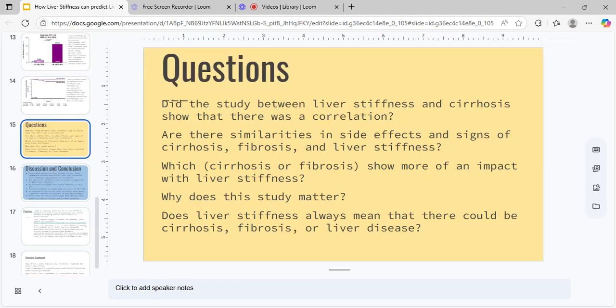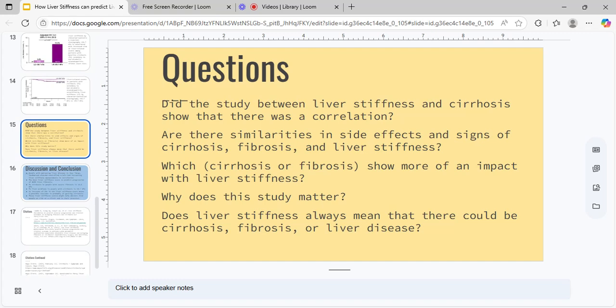All right, so questions that we want to talk about and we can probably answer now due to this study. Did the study between liver stiffness and cirrhosis show that there was a correlation? And the obvious, just outright answer is yes, because the percentages were so high. The studies that they showed with the effects of the indicators and the activators showed that liver stiffness, cirrhosis, and fibrosis all were correlated to each other and can lead up to liver disease. And so the next question is, are there similarities in side effects and signs of cirrhosis, fibrosis, and liver stiffness?